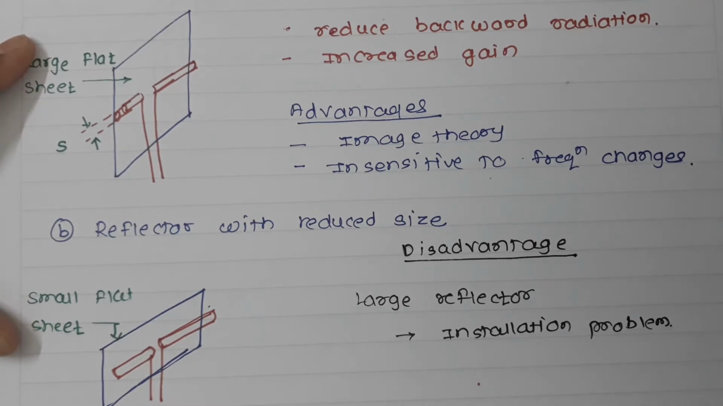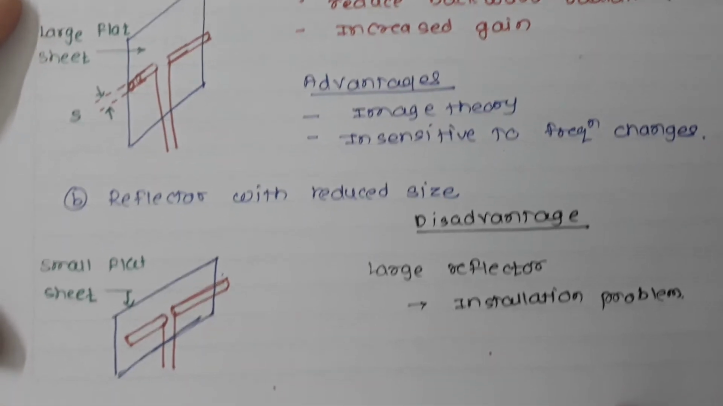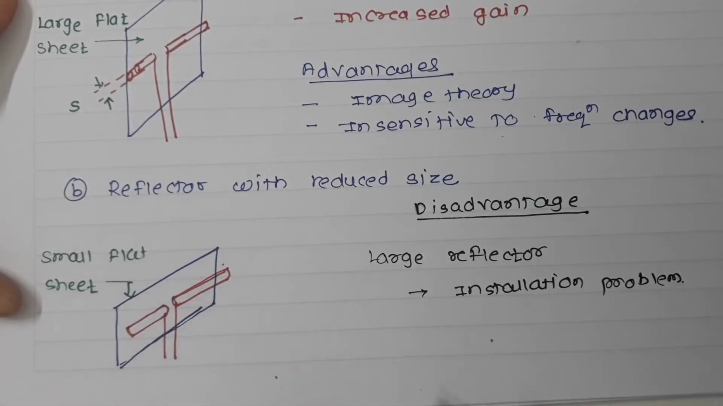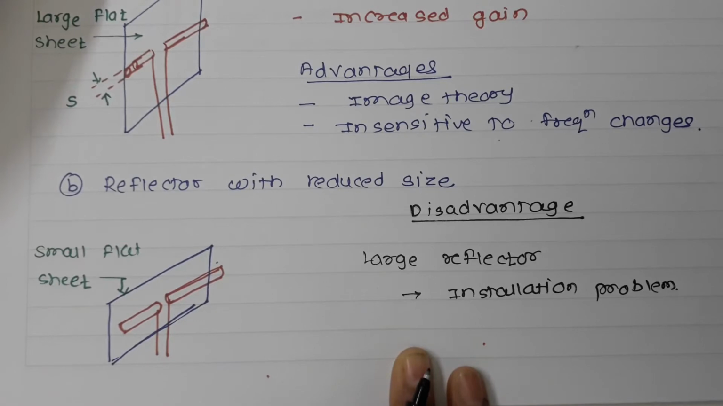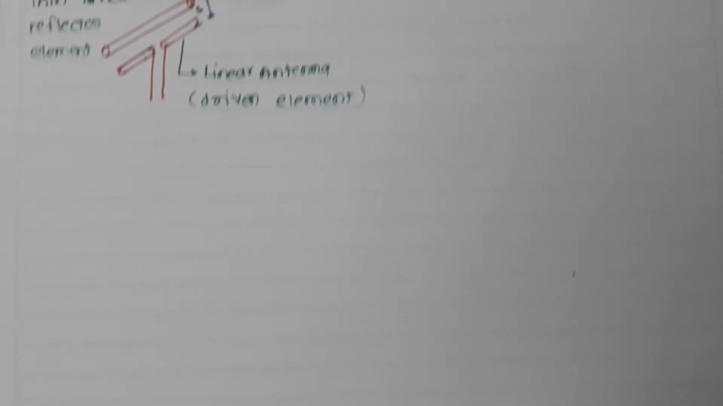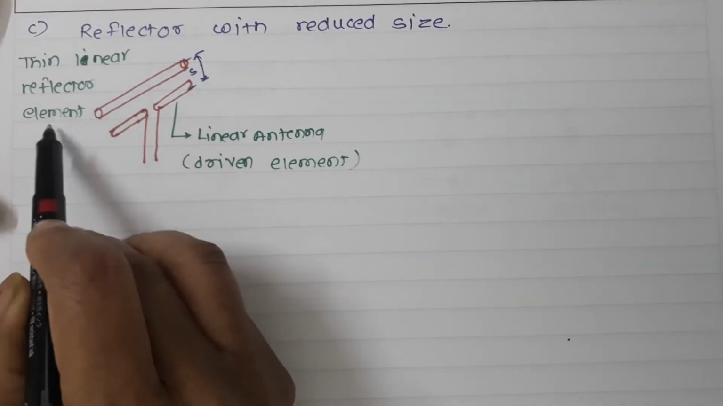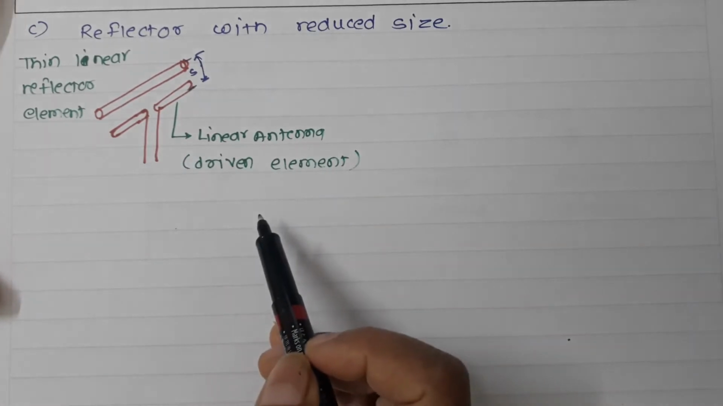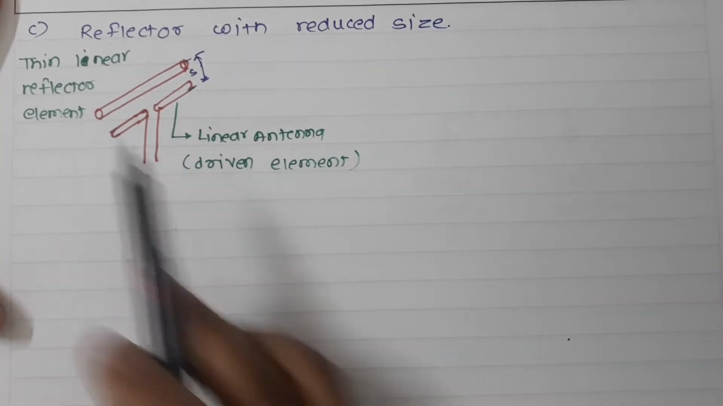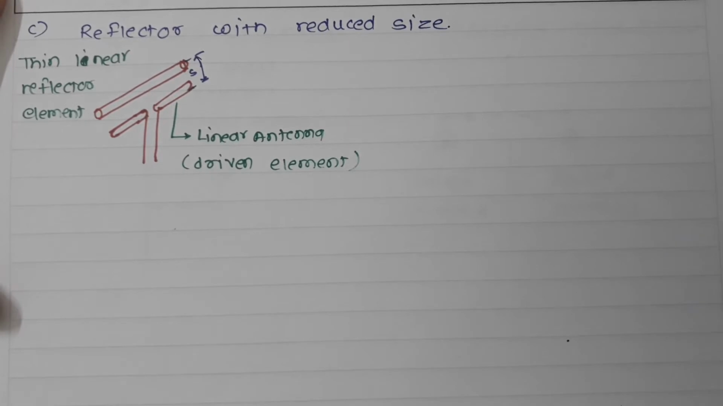Now how can we overcome this particular problem? The first thing we are going to do is use a reflector with reduced size. Here I have used a small flat sheet as a reflector. The next option is, how can I reduce the size of the reflector again? You can see here I can use a thin linear reflector element as a reflector. So here I have overcome the problem which was occurring because of the large sheet.